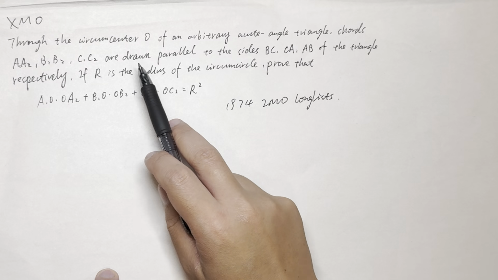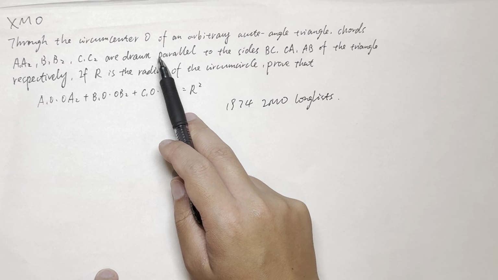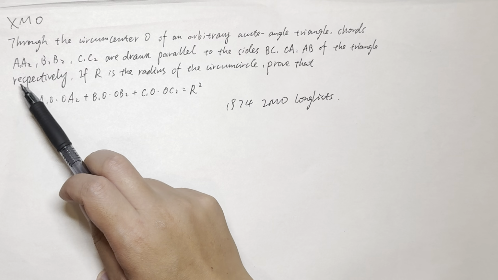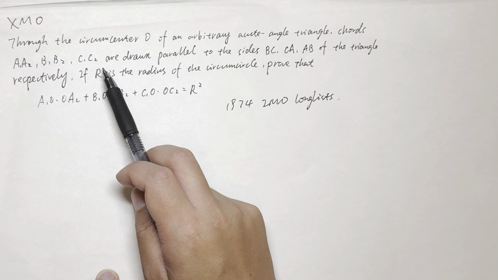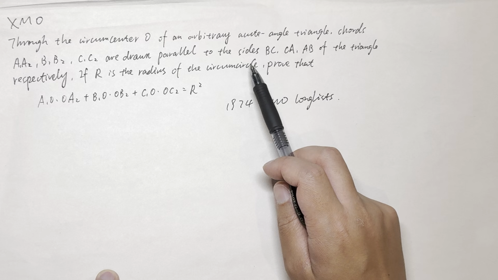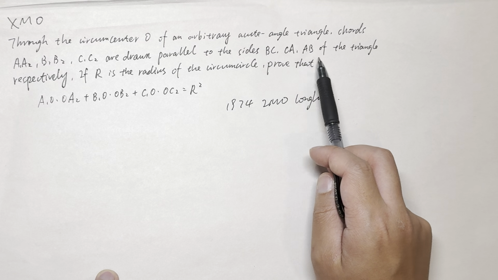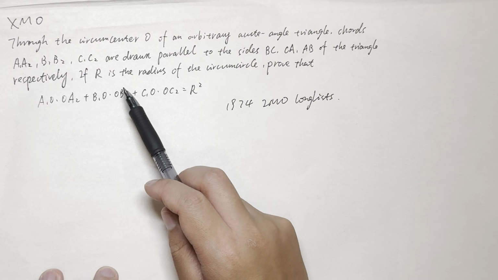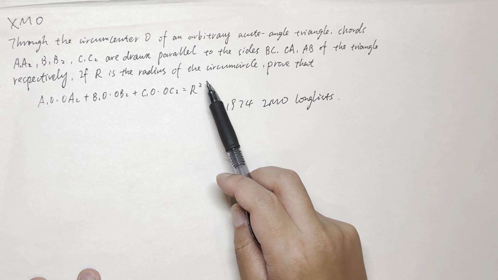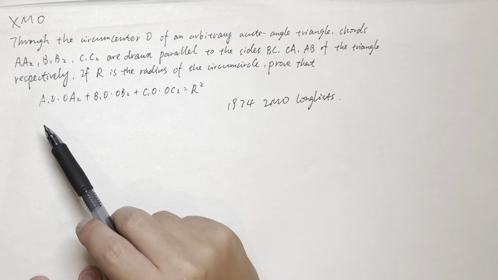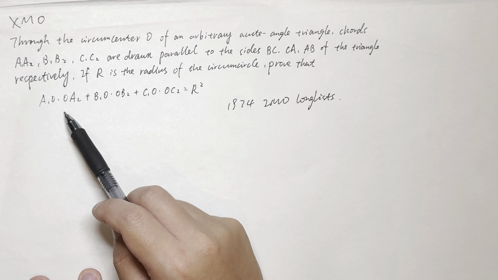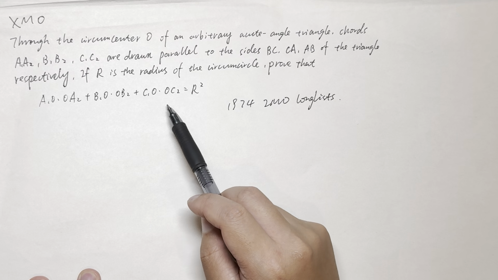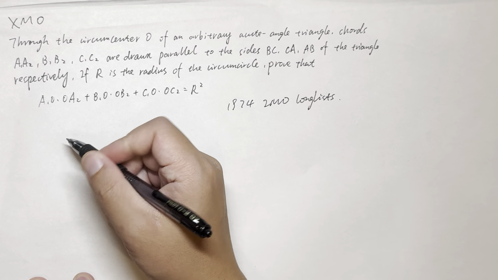Here is the problem. Through the circumcenter O of an arbitrary acute angle triangle, chords A1A2, B1B2, C1C2 are drawn parallel to the sides BC, CA, AB of the triangle respectively. If R is the radius of the circumcircle, prove that OA1 times OA2 plus OB1 times OB2 plus OC1 times OC2 equals 2R squared.